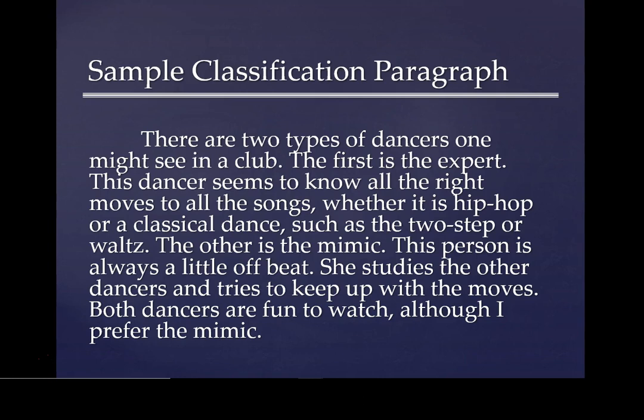You're correct. The opening sentence is the topic sentence. The first type, the first classification, is the expert. The second is the mimic. These two sentences are the major details. The description of the expert and the description of the mimic are the minor details. And the summary sentence appears as the last sentence.